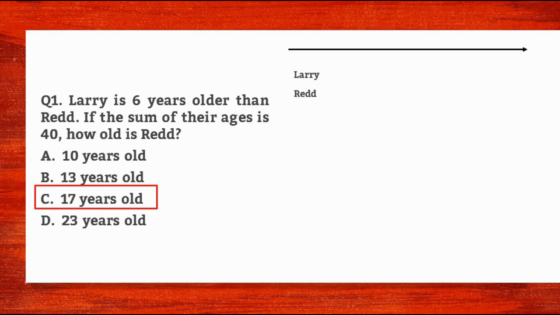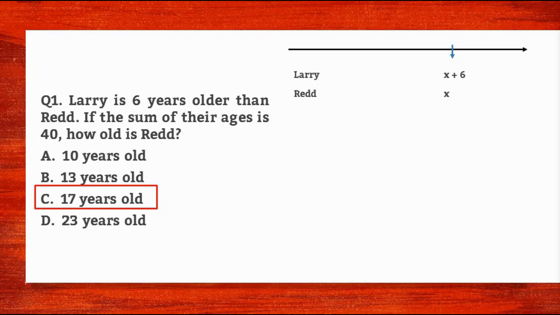The problem states that Larry is 6 years older than Red, so we assign the least complicated unknown, which is X, to Red. Larry being 6 years older than Red, we set Larry's age as X plus 6. Note that only Larry and Red's present ages are involved. In other words, only the present time is involved.